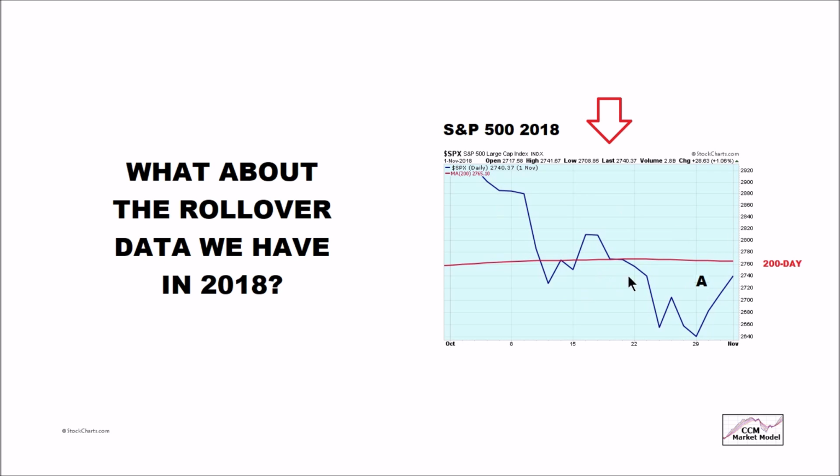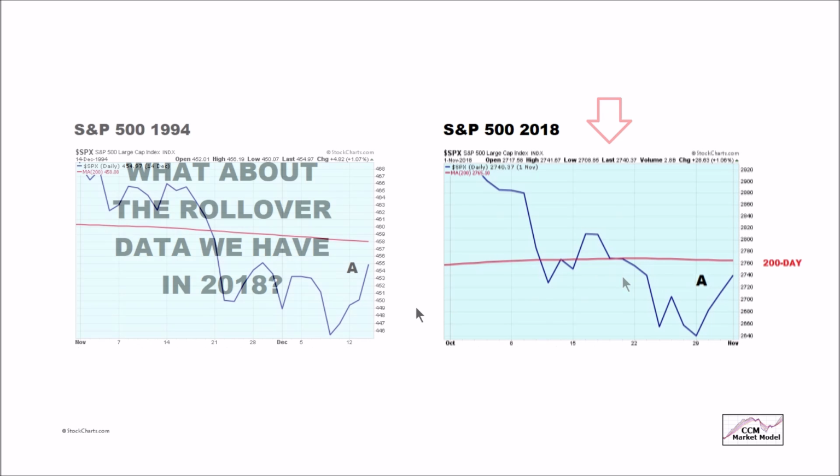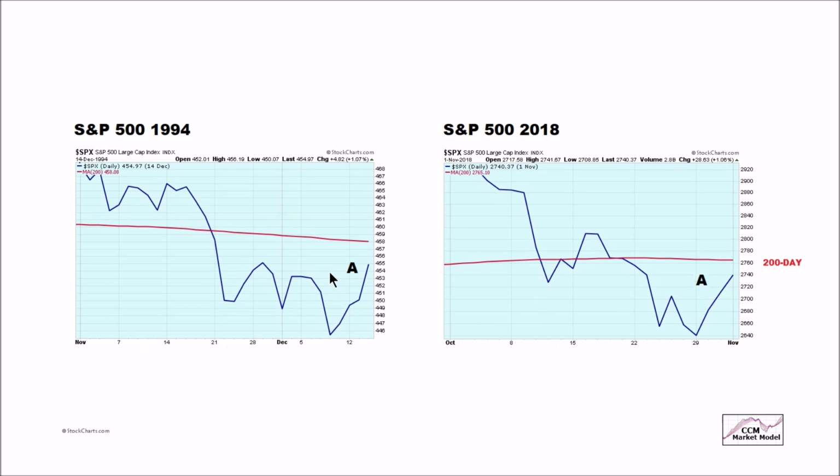Do we have anything similar to this in 1994? The answer is yes, and you can make an argument that the trend in 1994 is weaker than the trend here. How can that be? When price goes through the moving average here, this is a very flat moving average.